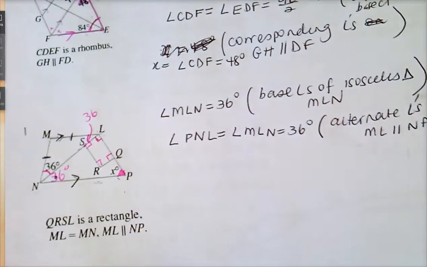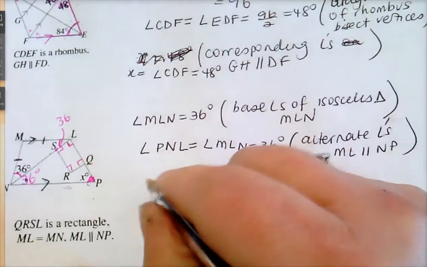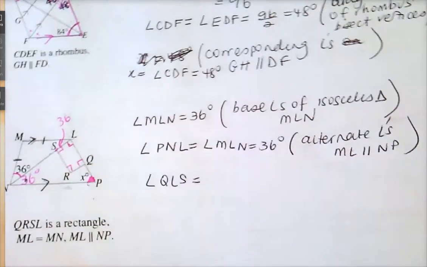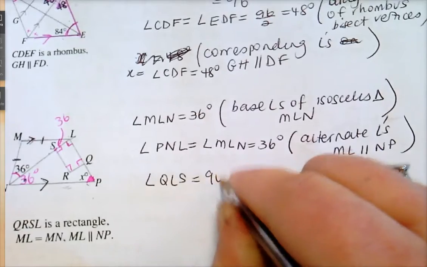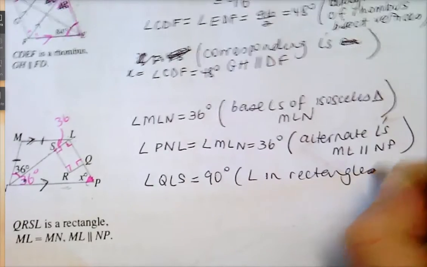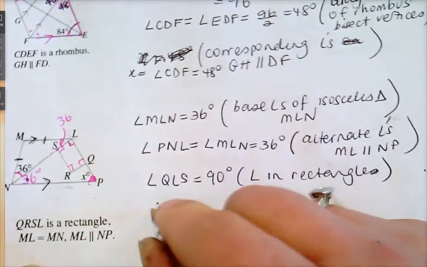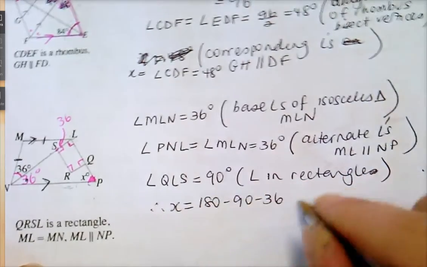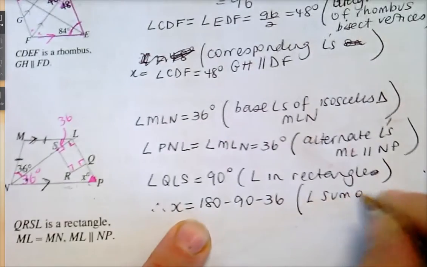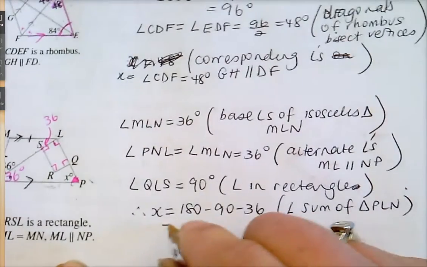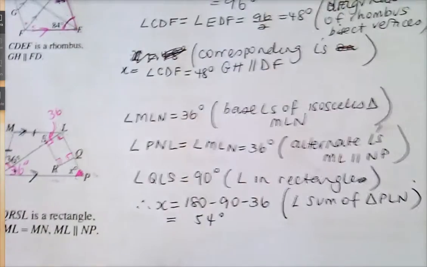We know that this angle up here is a right angle because QRSL is a rectangle. So we can say that as well. So angle QLS, QLSR is a rectangle, so angle QLS is 90 degrees. It's just the angle in a rectangle. So that's a right angle. And so therefore this missing angle down here, X, is 180 minus 90 minus 36. Reason, it's the angle sum of this big triangle here, triangle PLN. So working that out, I think you get 54 degrees.